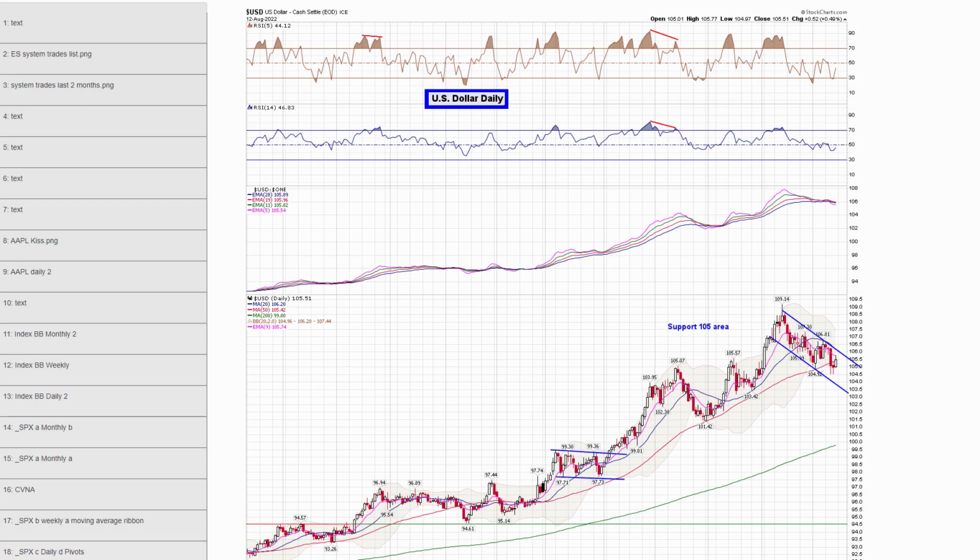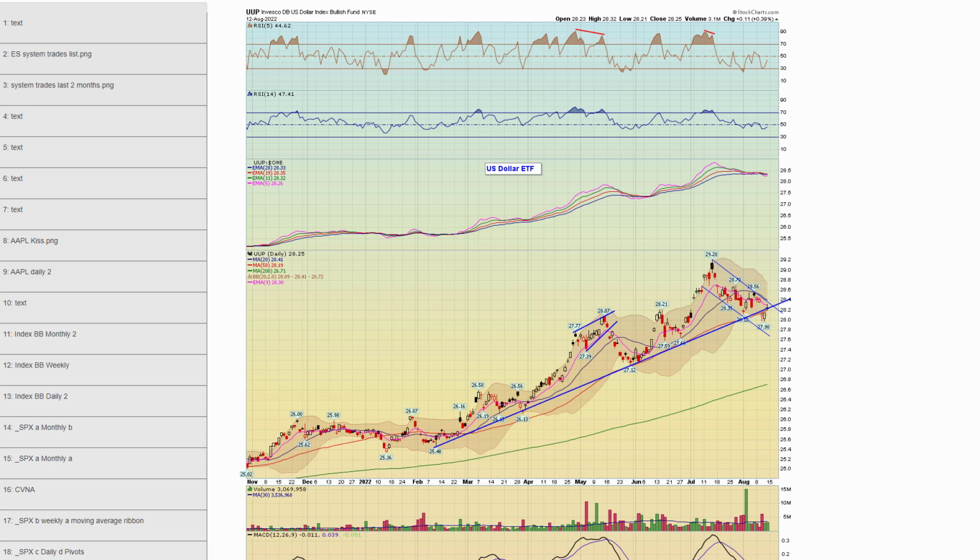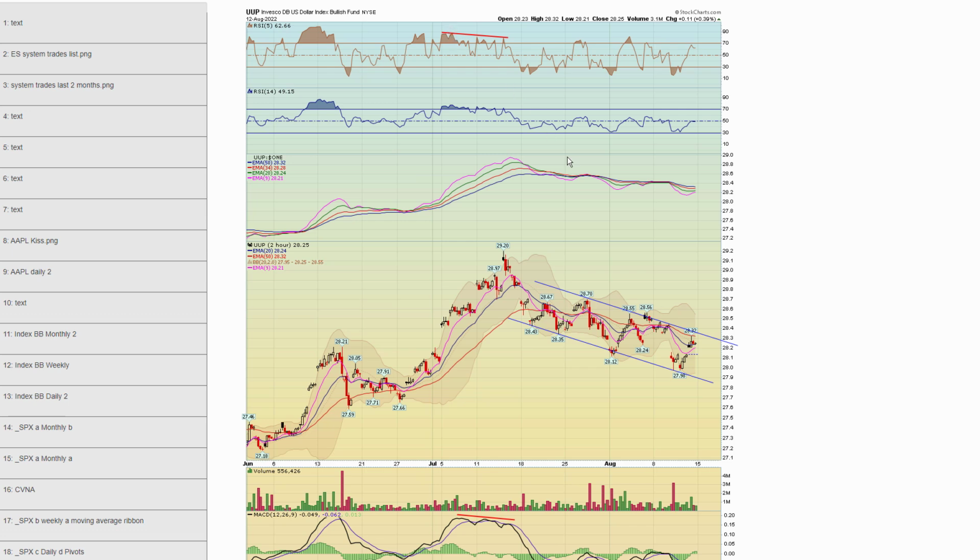Next, chart 77. Here's the ETF, UUP, similar pattern. Next, chart 78. Here's a 2-hour time frame. Another pattern to monitor, this channel.